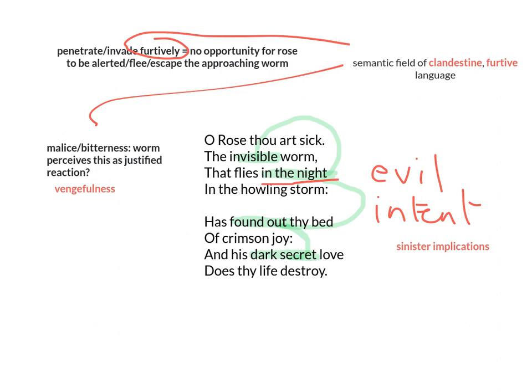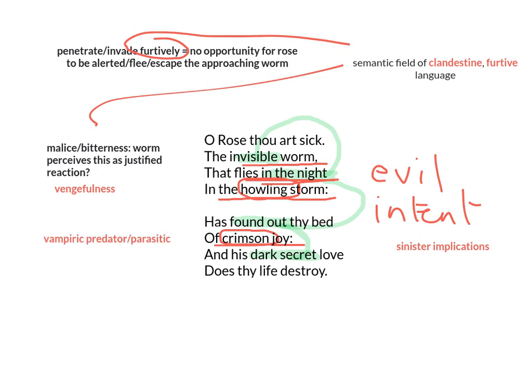Taking these ideas a little bit further, still with the same semantic field, it is actually possible to push that on a little bit further in terms of how we interpret it. So we have invisible worm, which flies in the night in a howling storm, which has found out thy bed of crimson joy. Looking even more closely at that language, we're starting to get the idea of something vampiric here.